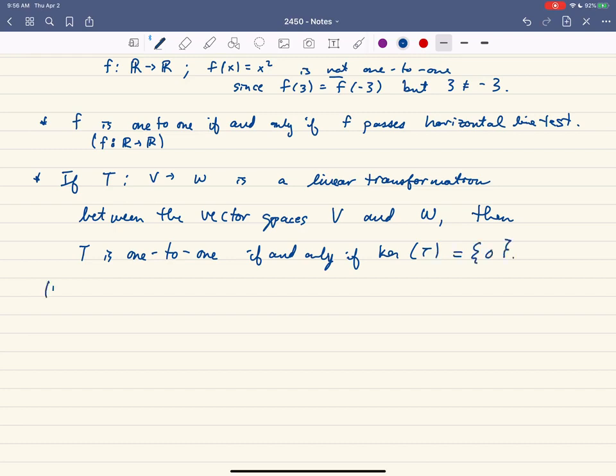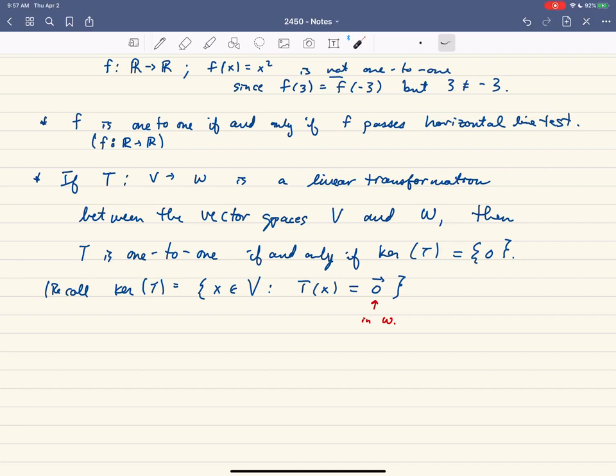Remember, the kernel of T is just the set of all the values in V, in the input. So it's the set of all, say, x in V, such that T of x is equal to 0. This is the 0 vector in W. So that's what it means for a linear transformation to be 1 to 1.